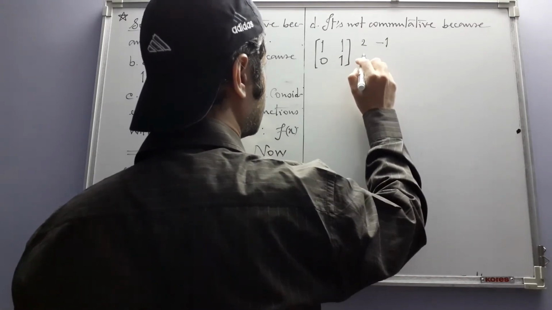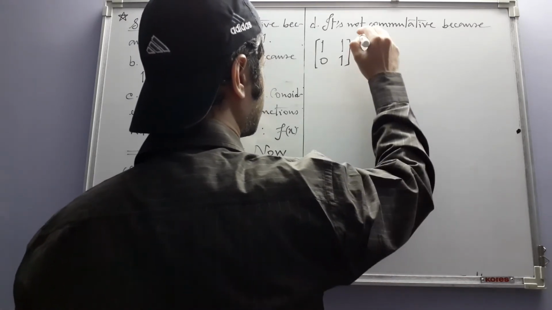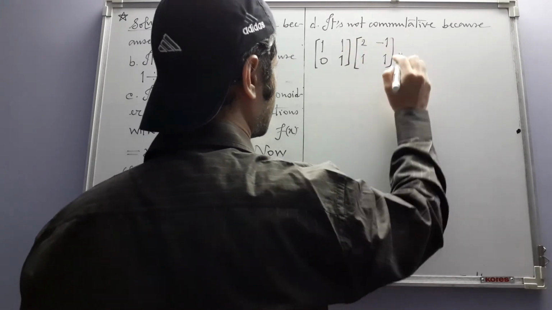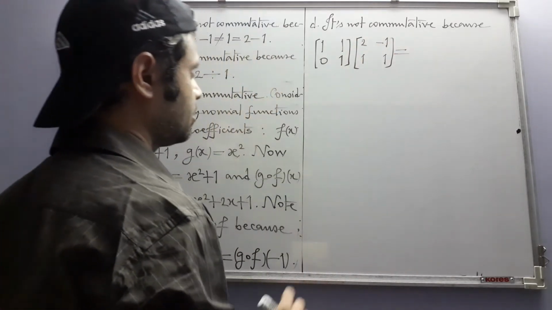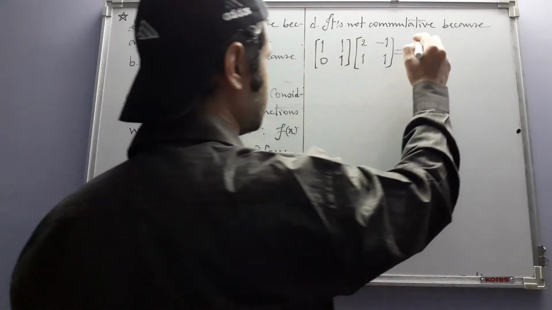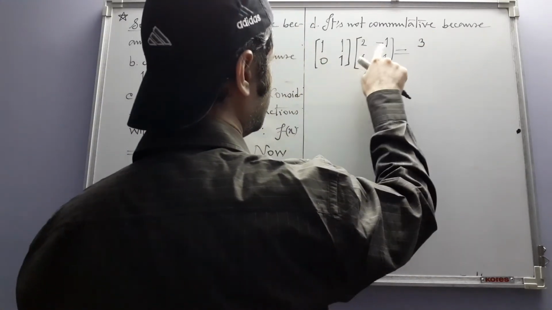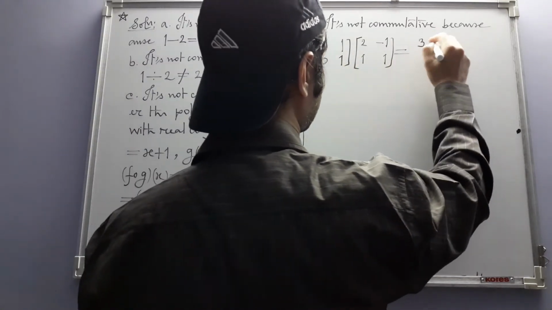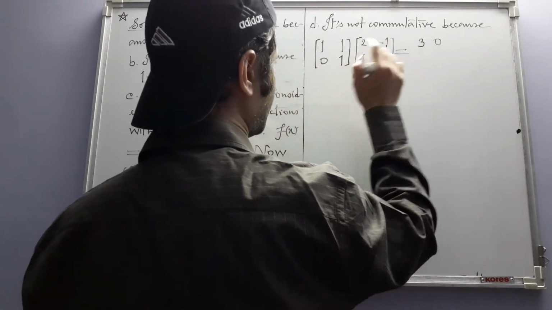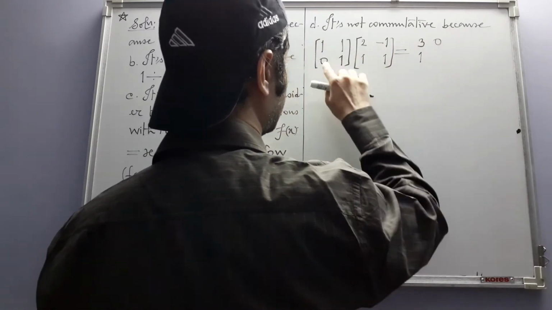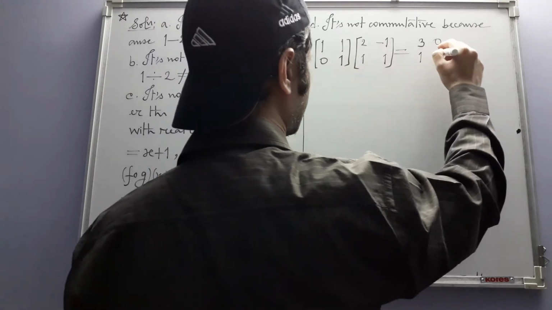Minus 1, say 1, 1. If we calculate this product, what do we get? 2 plus 1, 3. Minus 1 plus 1, 0. 0 plus 1, 1. 0 plus 1, 1.